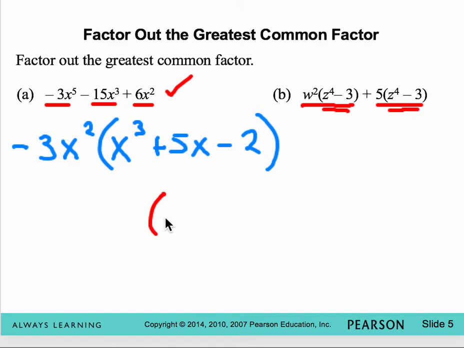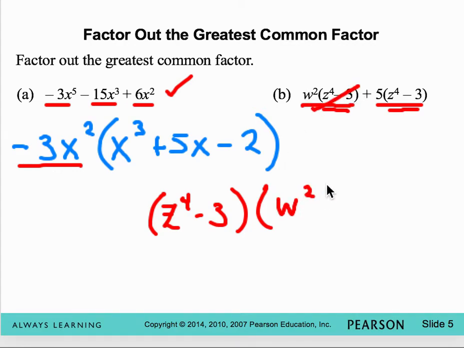So if I bring that out, it's got to stay in parentheses because we're treating that as a unit, z to the 4th minus 3, right? That's one thing. Keep it in parentheses. And after you write your common factor, your next step is put a parenthesis. Okay? Now, if I take this z to the 4th minus 3 out, if I divide it out, what's left right there is a w squared. And if I divide it out over here, there's a plus 5.